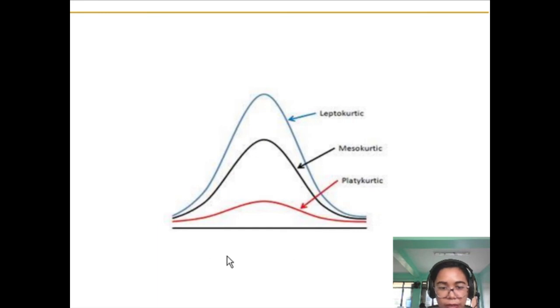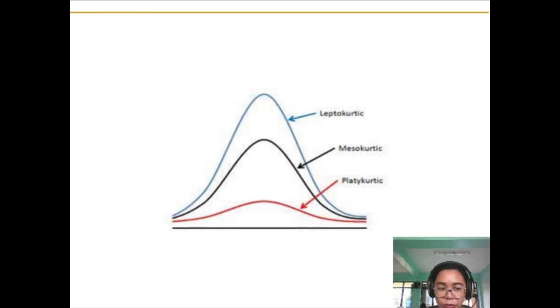Okay, this is the illustration that describes the kurtosis of your data set. So if you have this distribution, that is called platykurtic. And if you have this distribution with a black line, colored black, that is mesokurtic. And for this distribution, we call it leptokurtic. If we have this kind of distribution, we expect k to be less than 0. And for this, we expect the value of k to be equal to 0. And for the blue one, we expect the value of k to be greater than 0.